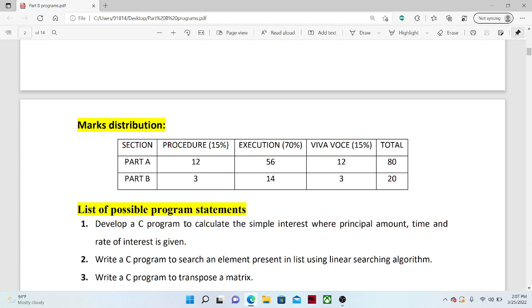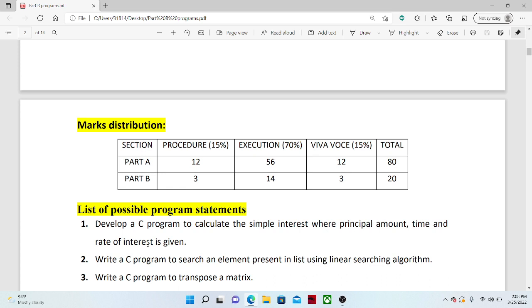The distribution of marks for part A and part B programs is given here. For procedure 15% of the marks, for execution 70% of the marks, and for viva voce 15% of the marks will be allotted. In total, part A carries 80 marks. Out of 80, 12 marks are for procedure, that is, write-up and program writing, 56 marks for execution, and 12 marks for viva voce.